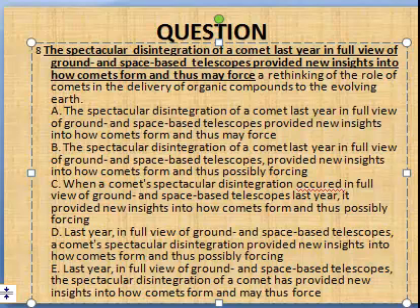So let's move to the 8th one. It says that the spectacular disintegration of a comet last year, in full view of ground and space-based telescopes, provided new insights into how comets form and thus may force rethinking of the role of comets in the delivery of organic compounds to the evolution of the Earth.